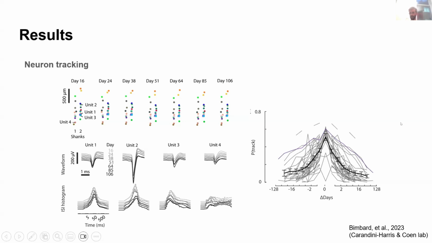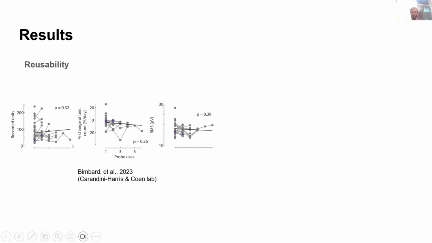But that's just something I wanted to flag. Another thing is the reusability. As I was mentioning at the beginning, these reusable implants, you can implant them once, take out the probe, and reuse it again in a different mouse. There are some different papers trying to quantify how much this was impacting the quality of the results. And overall, there's no impact.